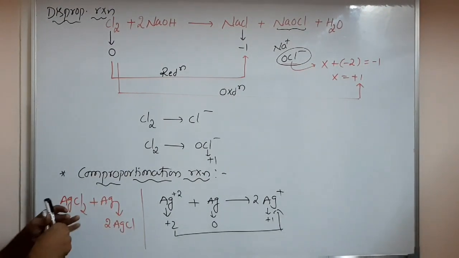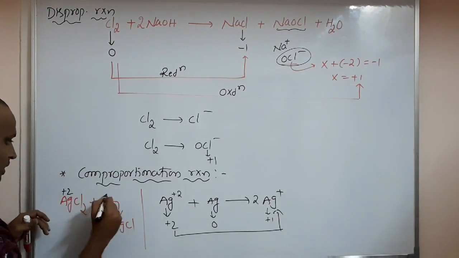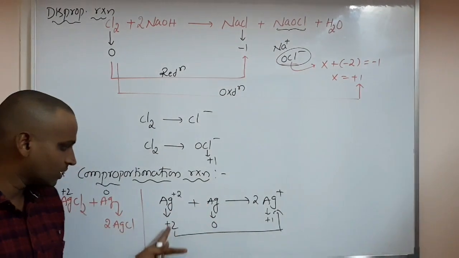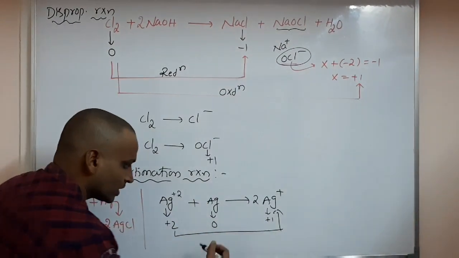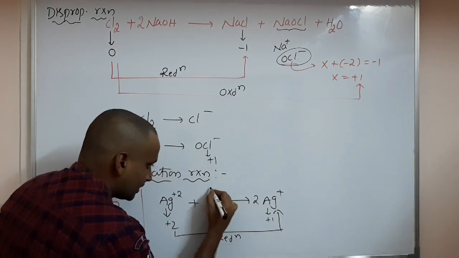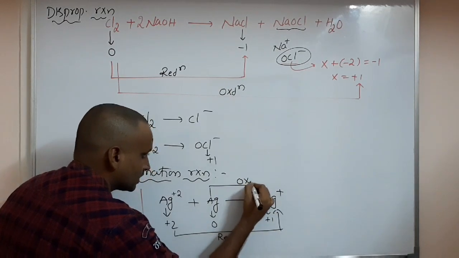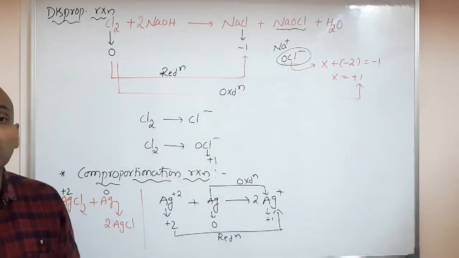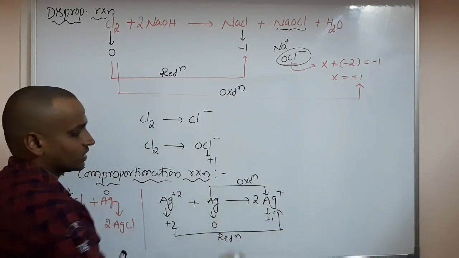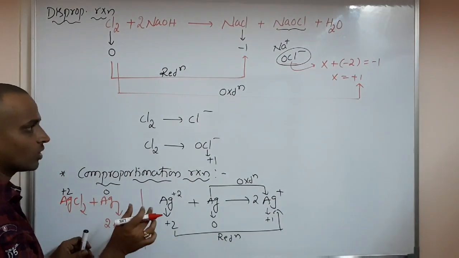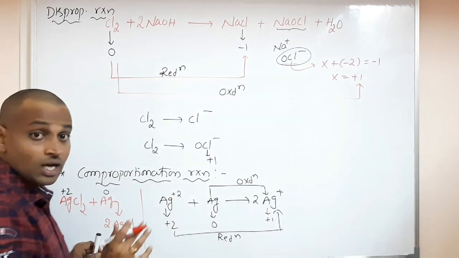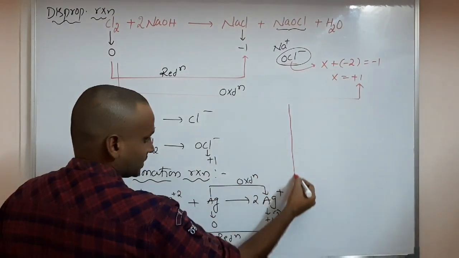Here silver is +2, here silver is 0, because the elemental state is 0, I told you, or not. So here 0, here +2, and +2 converted to +1 is reduction, and 0 converted to +1 is an increase in oxidation state, that is oxidation. So silver is changing from 0 to +1 here. In this way, this is what we call a comproportionation reaction.